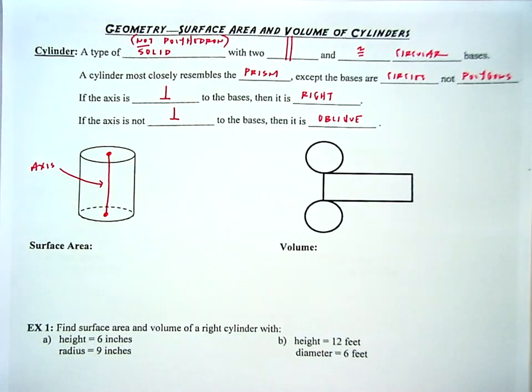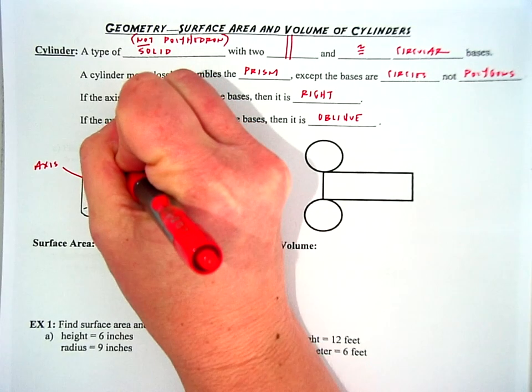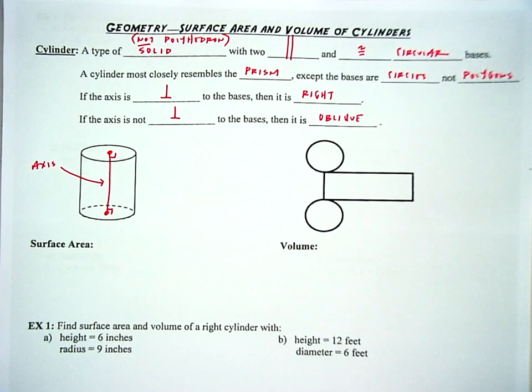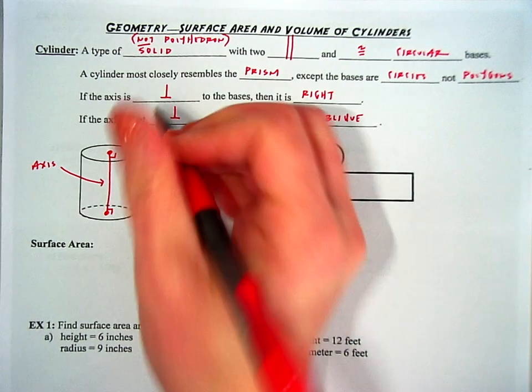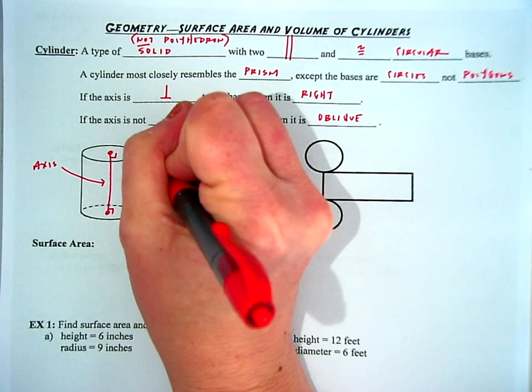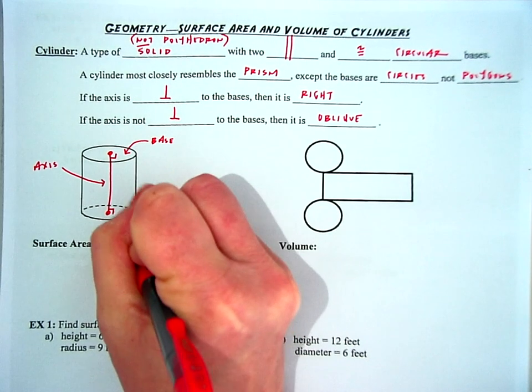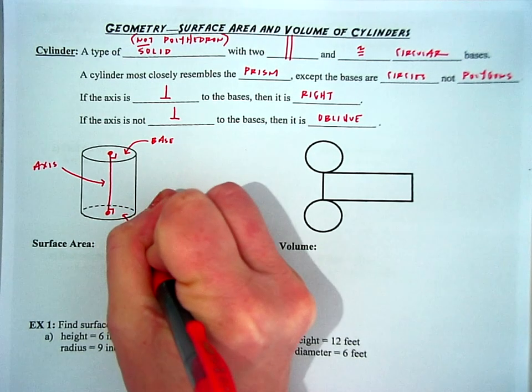So let me label my features first. In my model, that is my axis. I already have that labeled. It's connecting my top base to the bottom base. And it's perpendicular because we're focusing on right cylinders. So I can show that little box notation to show that it's a right angle right there. The top and bottom, those two circles, I have two bases. So let me label that. Here's a base. Here's a base.